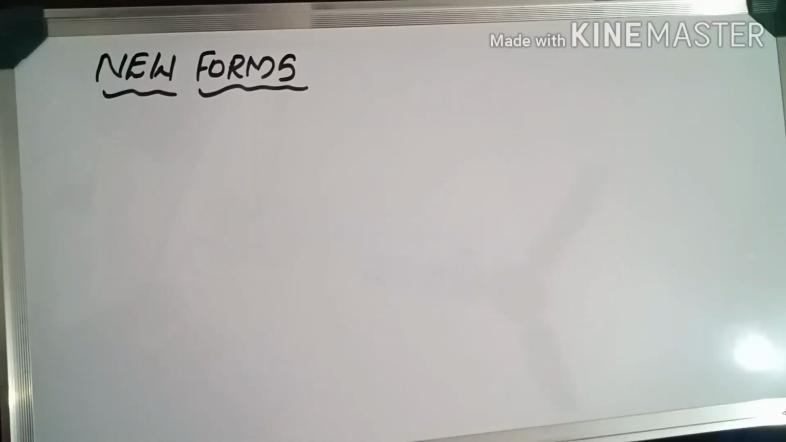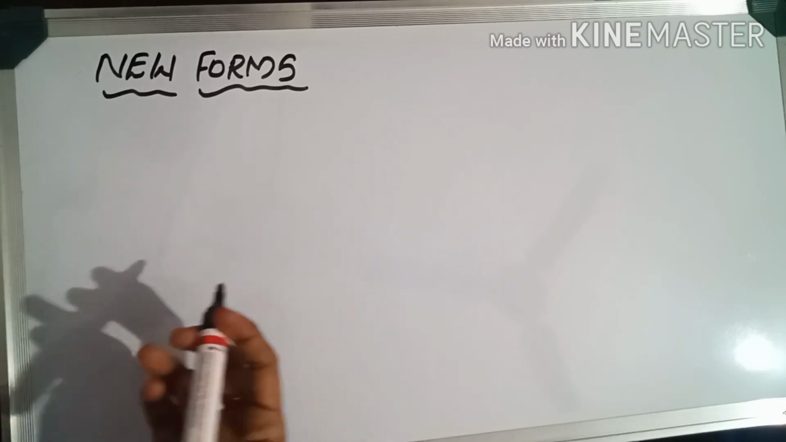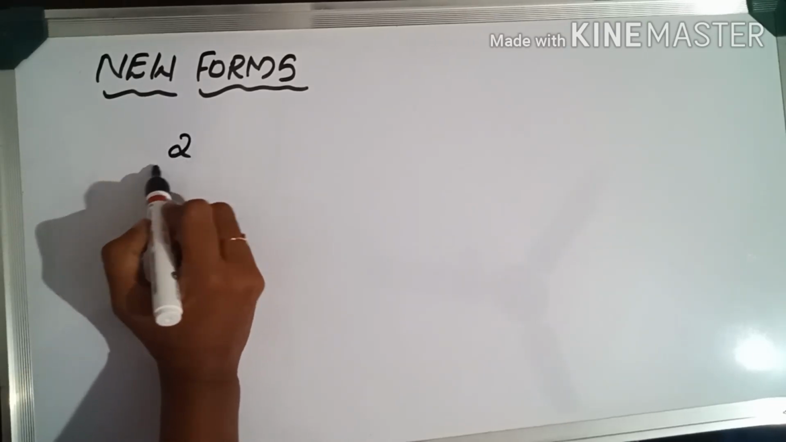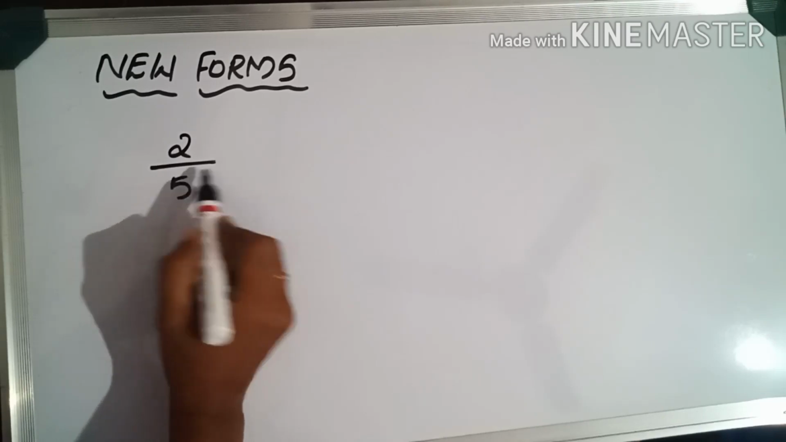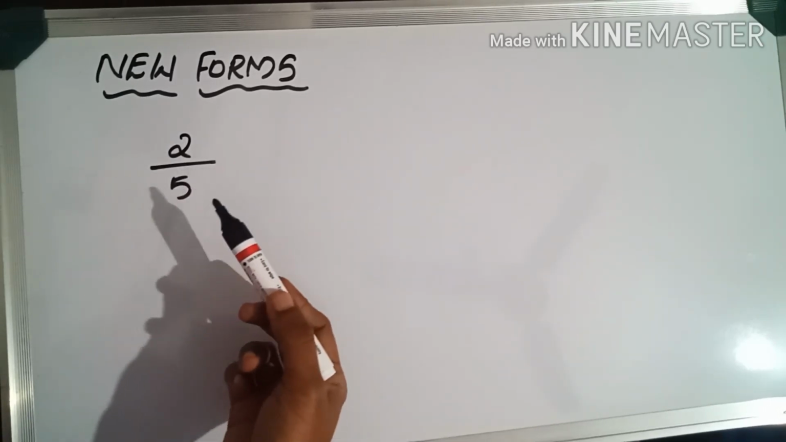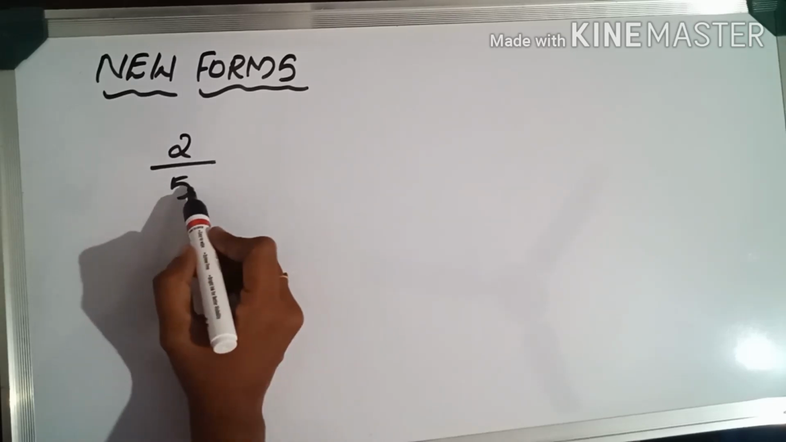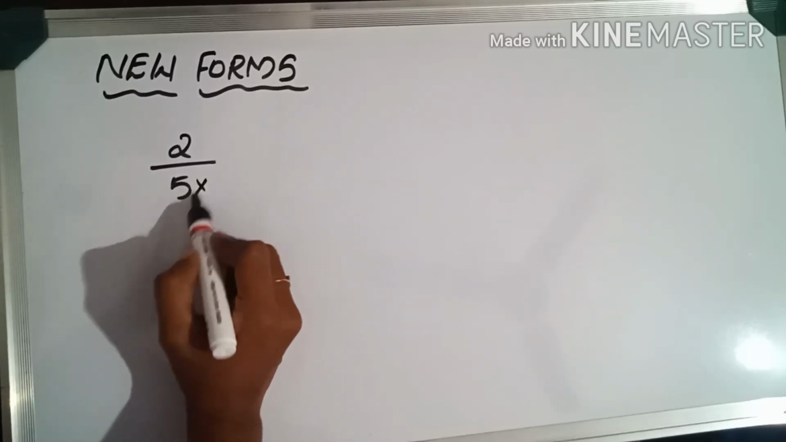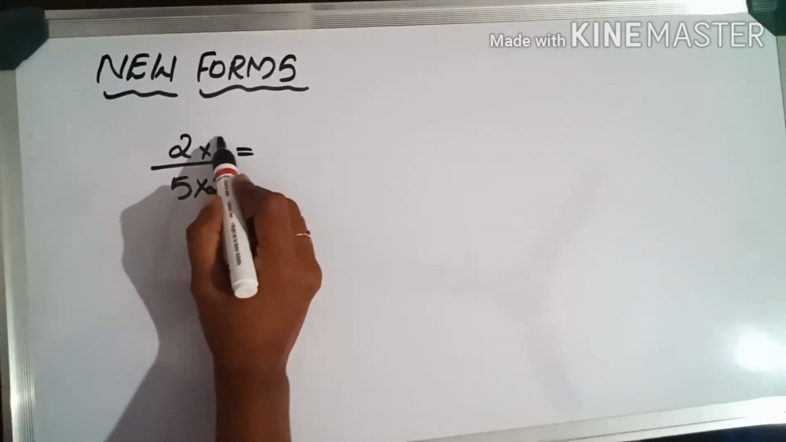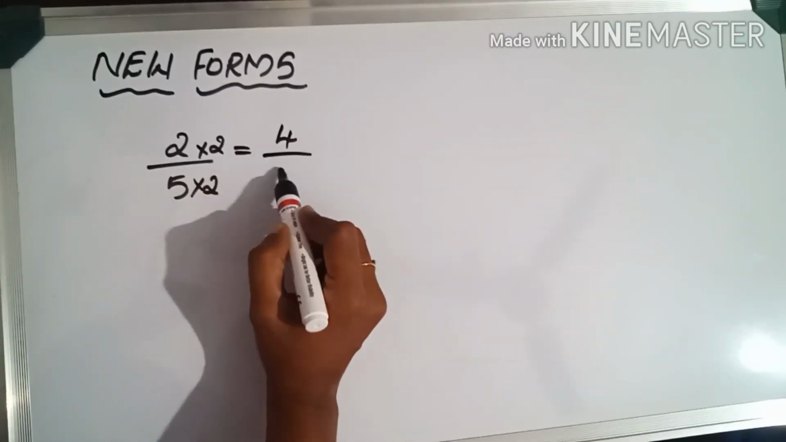Our next subheading is new form. Now in the previous section we have learned to write the decimal form of a fraction in which the denominator is a number which can be converted into powers of 10. For example, 2 by 5, here the denominator 5 can be converted into powers of 10 by multiplying with 2. Here also into 2, that is like 4 by 10.